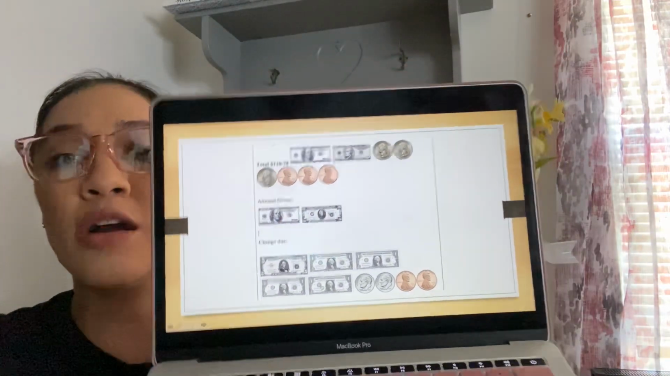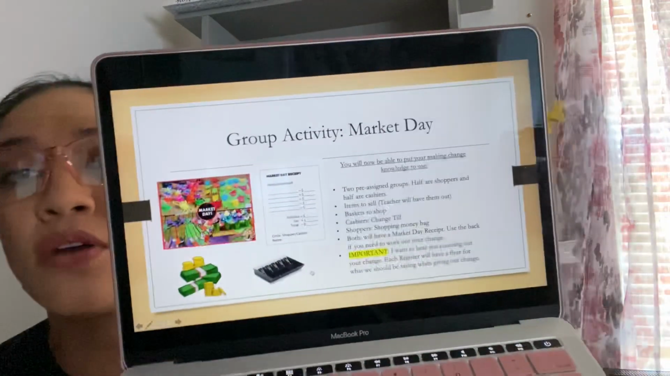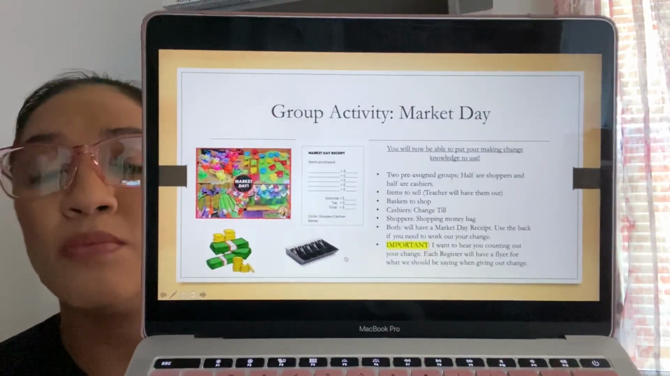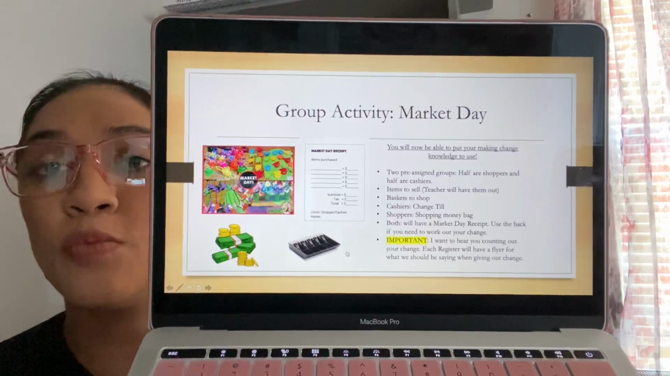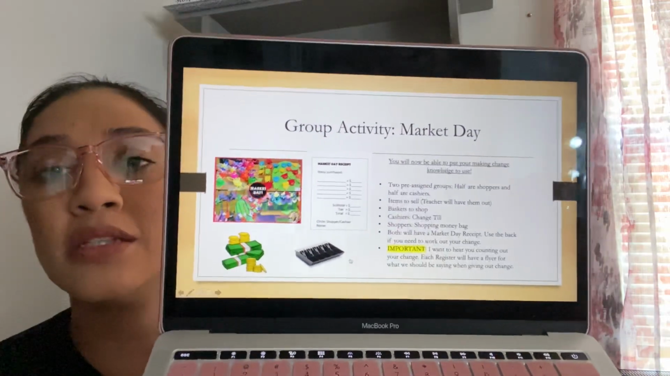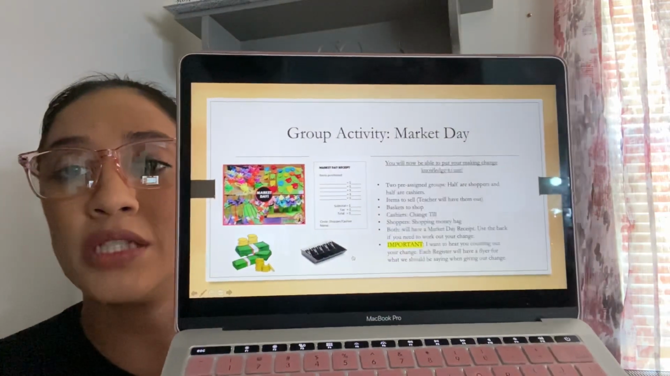They would have worked with their elbow partners as well. At this point, again, giving the strategy of them counting up. And then the last part of our activity would be the group activity, which is the market day. This is going to take some time for the teacher to set up, and I'm going to show you everything that you would use. So they're now able to put their making change knowledge to use.